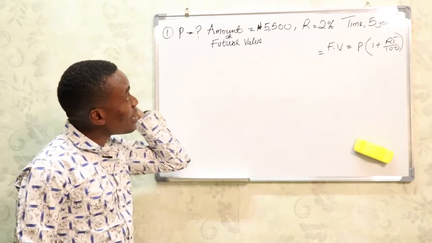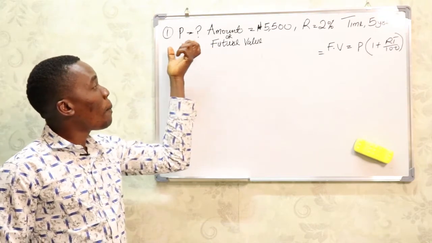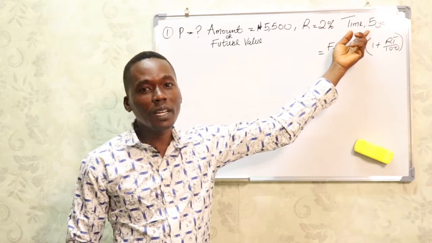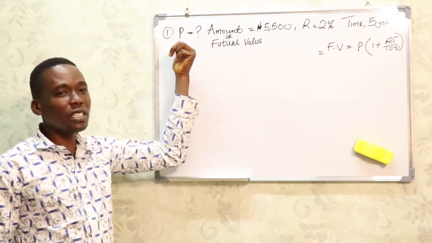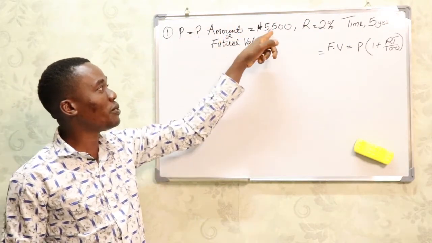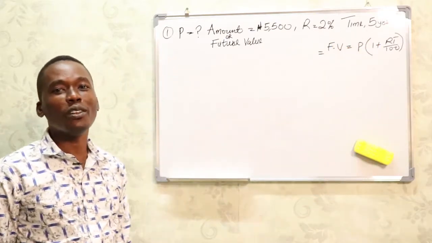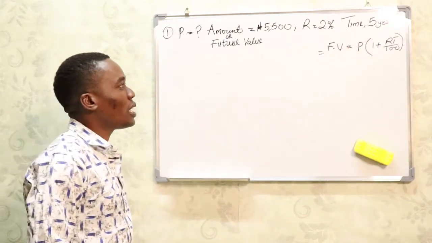Remember, this man has to put in some money at a given interest and at a given time. Now, what is the initial amount of money this man put in so as to get this future value at this rate and at this time? That's exactly what we are looking for. Now, let's work it out together.